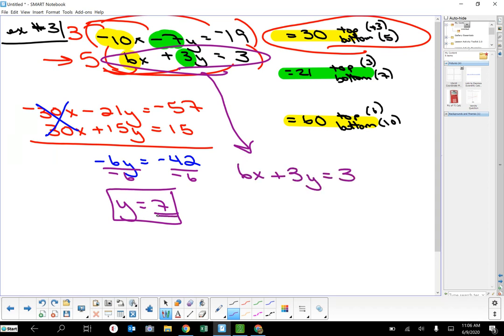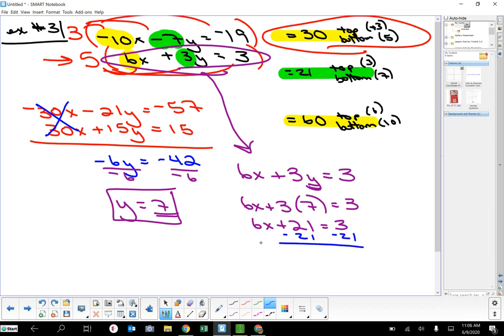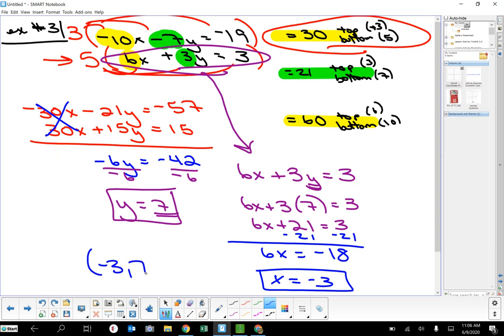And I know y is 7, so I'm going to let this be 7. So 6x plus 3 times 7 equals 3. 6x plus 21 equals 3. I'm going to subtract off 21. 6x equals negative 18. And x equals negative 3. So again, ordered pair answer, negative 3, positive 7. That's your answer.